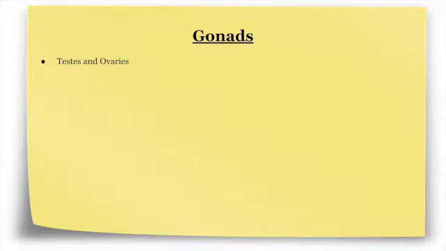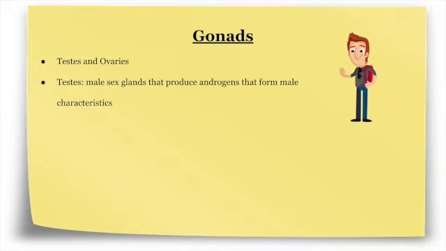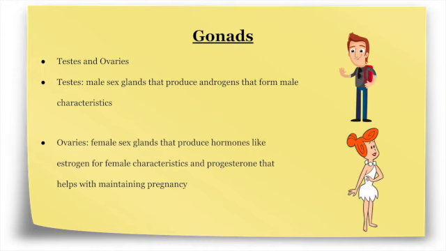Gonads include the testes and ovaries. Testes are male sex glands and produce androgens that form male characteristics. Ovaries are female sex glands that produce hormones like estrogen for female characteristics and proestrogen that helps with maintaining pregnancy.